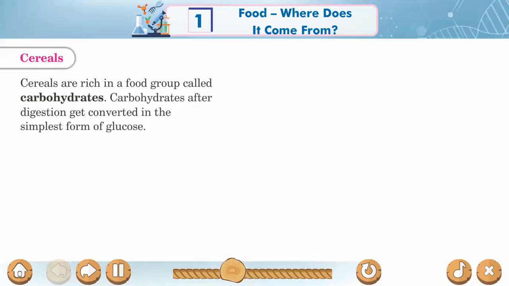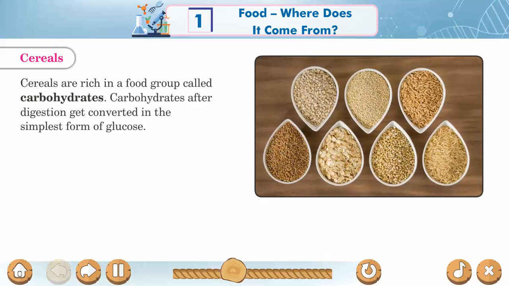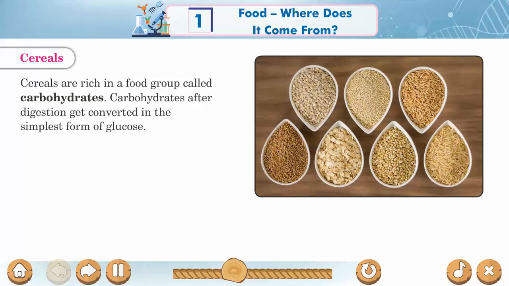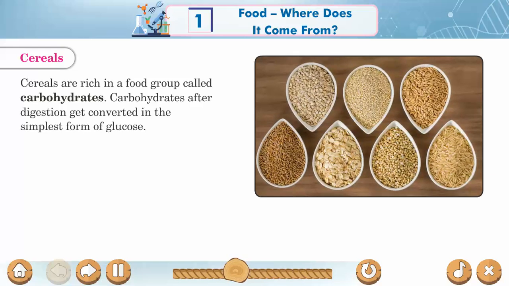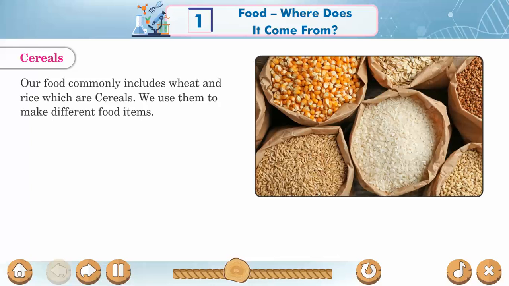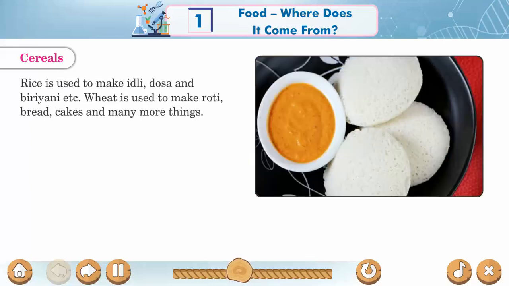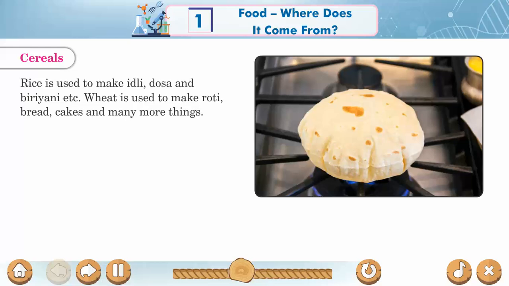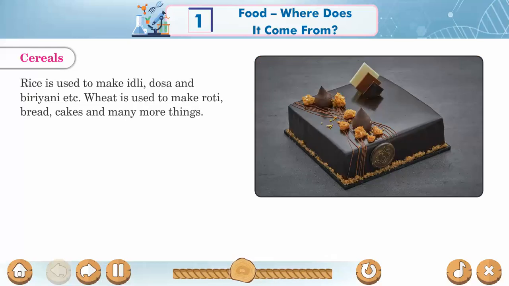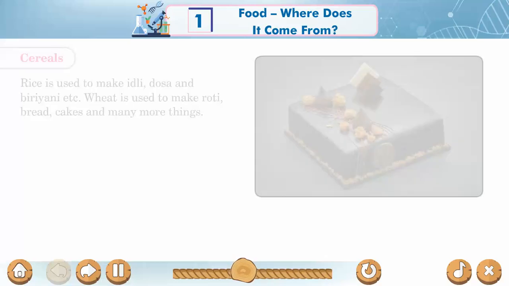Cereals. Cereals are rich in a food group called carbohydrates. Carbohydrates, after digestion, get converted into the simplest form, glucose. Our food commonly includes wheat and rice, which are cereals. We use them to make different food items. Rice is used to make idli, dosa and biryani, etc. Wheat is used to make roti, bread, cakes and many more things.